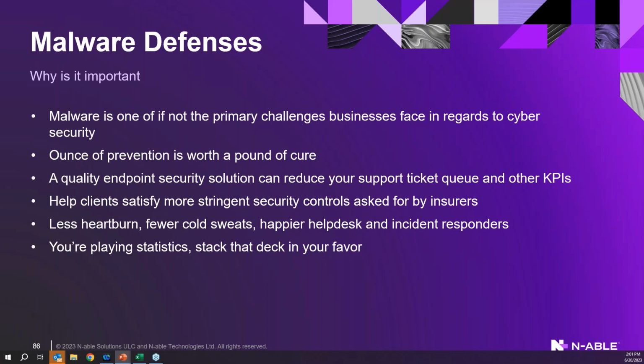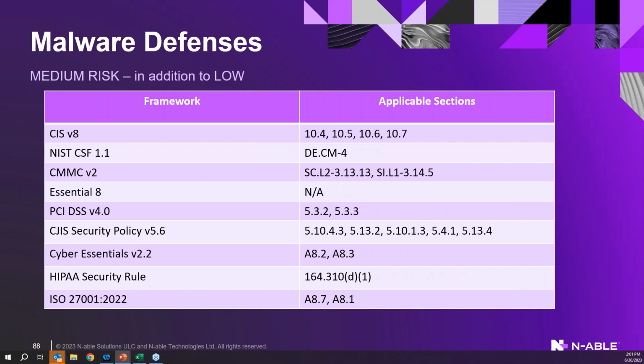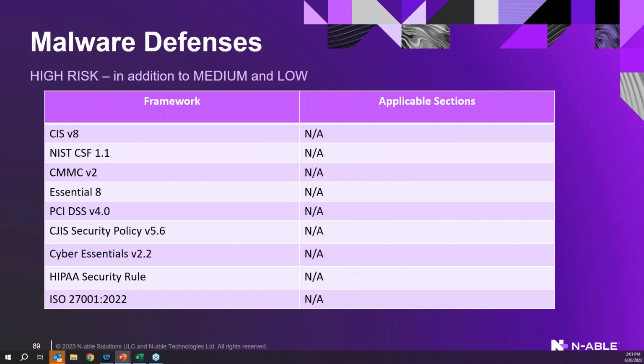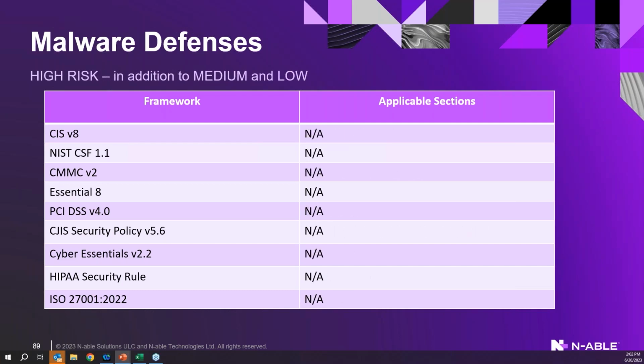For our low risk malware defenses, we're going to see that all of the frameworks are asking for something. They're all going to have a lot of really common good baselines in place. When we start getting to medium, still everybody's pretty much in agreement. But by the time we get out to high risk, the assumption is these are all things you should have already been doing for your low and medium. So there's not that much more that you all of a sudden get into just because it's a high risk environment.